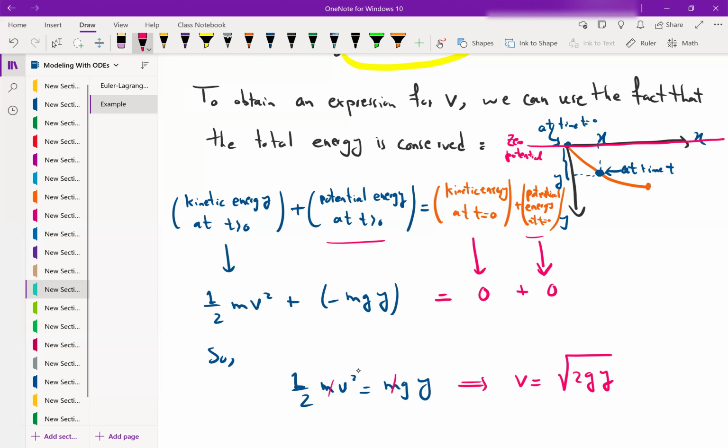And why did I use the plus sign? I'm looking at v as the magnitude of the velocity vector. We are considering the case that s is an increasing function, ds dt is positive. And this is the magnitude of the velocity, so I didn't write minus the square root of 2gy.